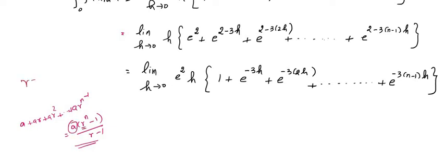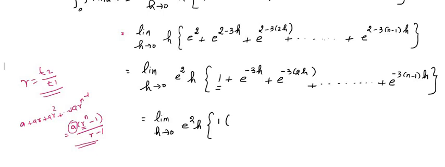How to find the common ratio? Second term divided by the first term, that is the common ratio. In our problem, see now what we get here. That is limit h tends to 0, e square h. Here the first term is 1, therefore a is 1. And what is the common ratio? The second term by the first term, e power minus 3h.